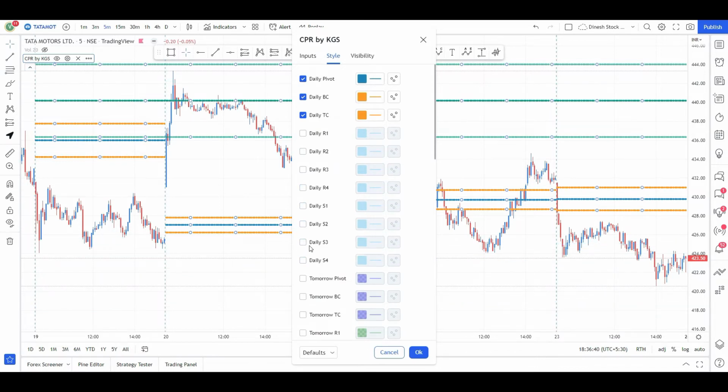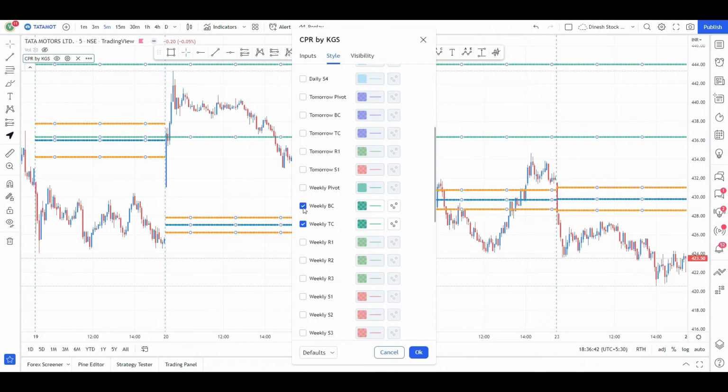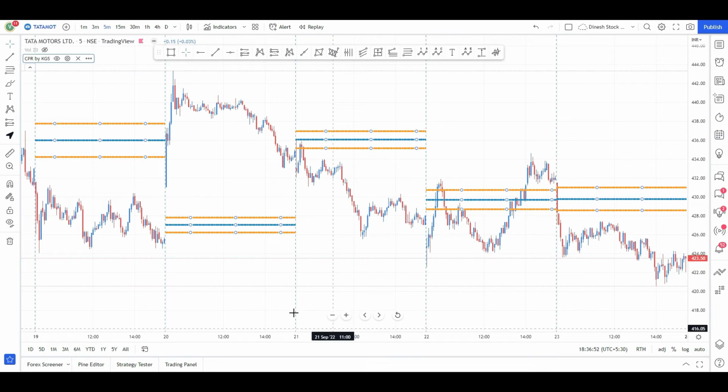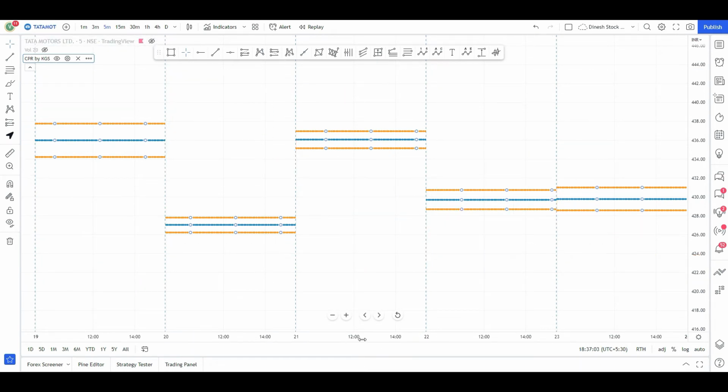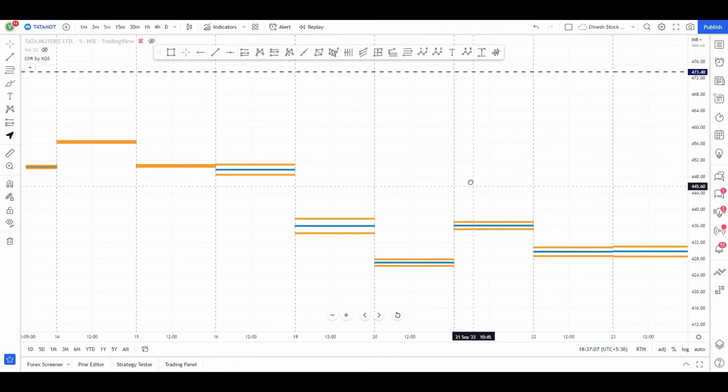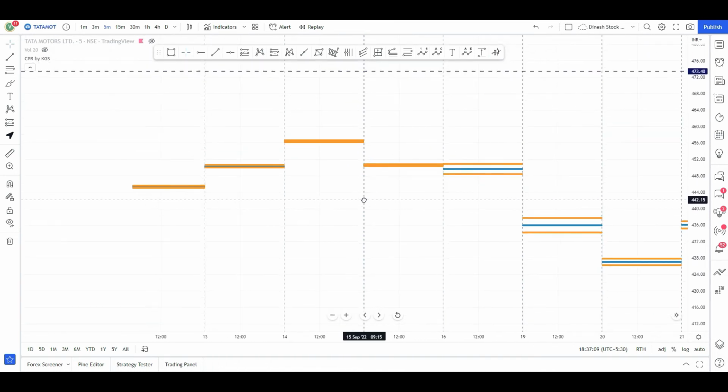support and resistance levels and weekly and monthly pivot levels, and click OK. It will be done. Those levels will be gone. And if you want to hide the price also, you have to click here. You see the eye icon, you hide the price, you minimize the chart. You can clearly see how the CPR is forming for many days.